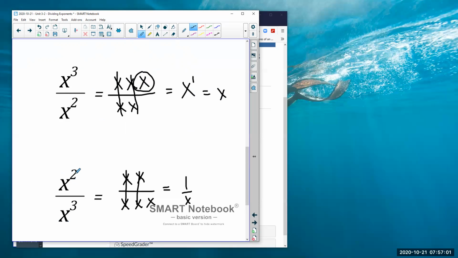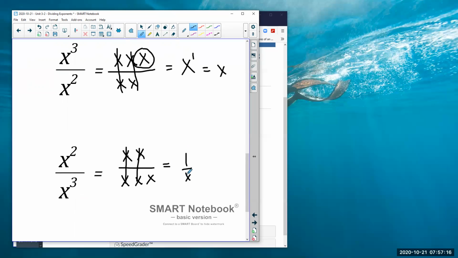Here I have just the opposite. Here I have 3 in the denominator and 2 in the numerator. And so I can look at the difference. I have 1 more x in the denominator than I have in the numerator. So that's what I'm going to end up with. I'm going to end up with 1 x in the denominator, and so I would say that that's x to the first.